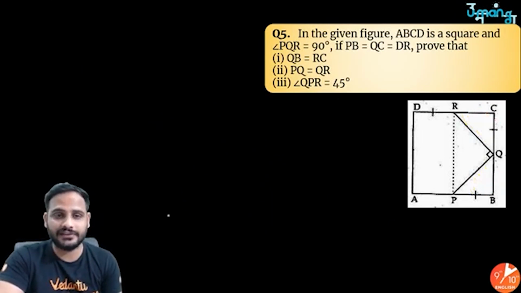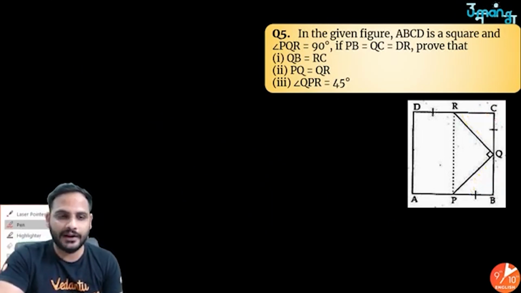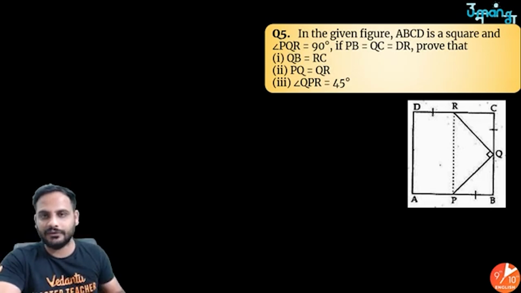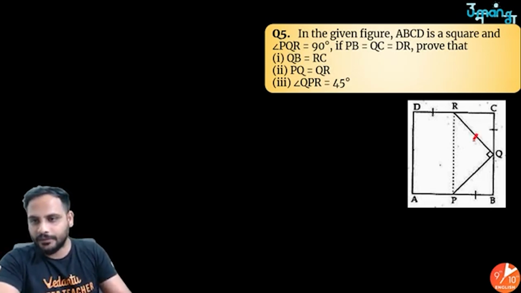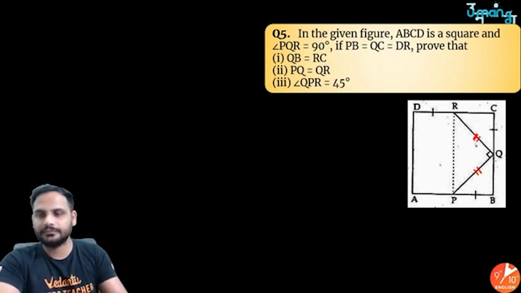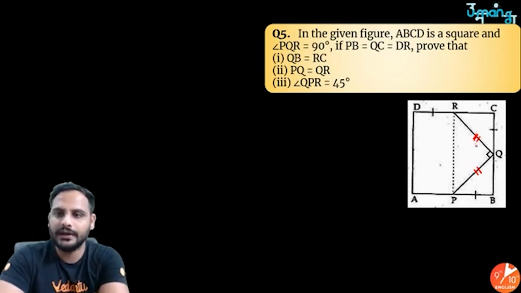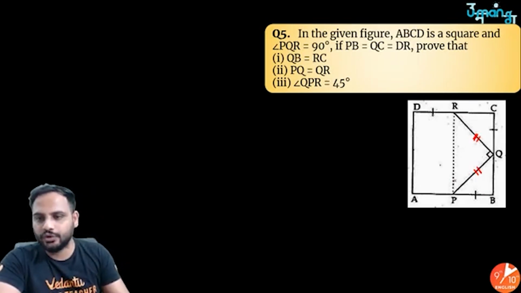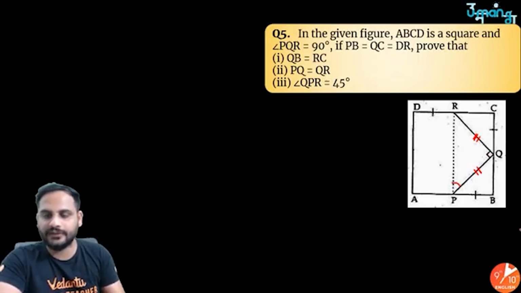So remember, the triangles chapter is very important. Even in quadrilaterals you are using the concept of triangles. Now we have got PQ equal to QR. I need to prove that angle QPR, this angle, is 45 degrees.